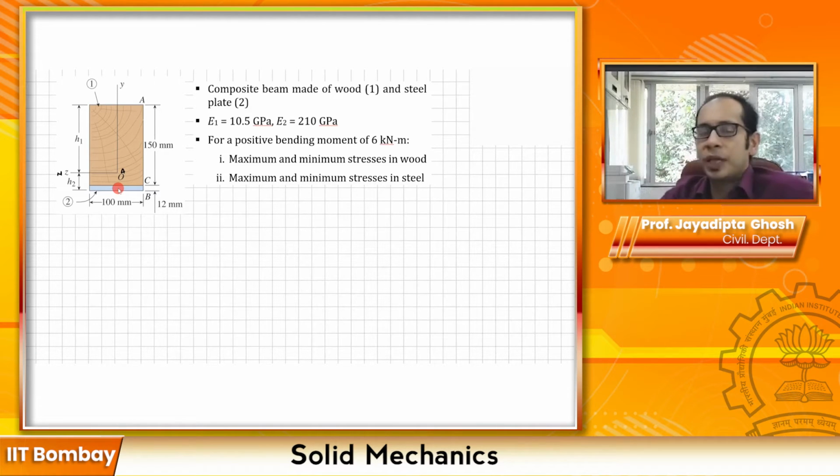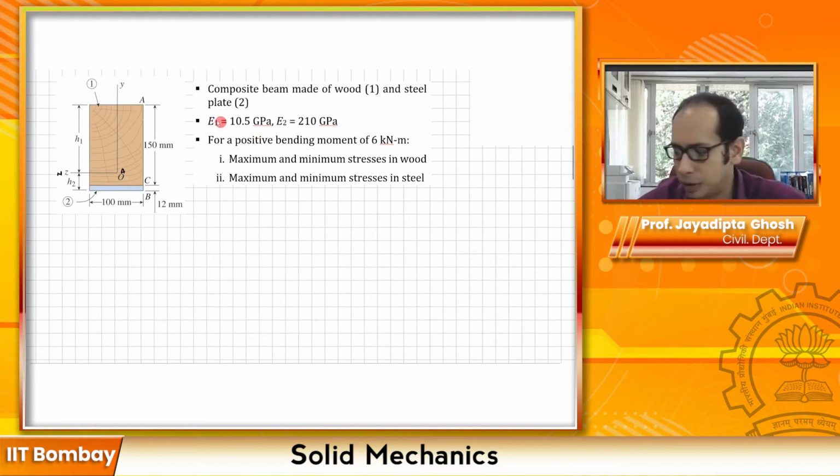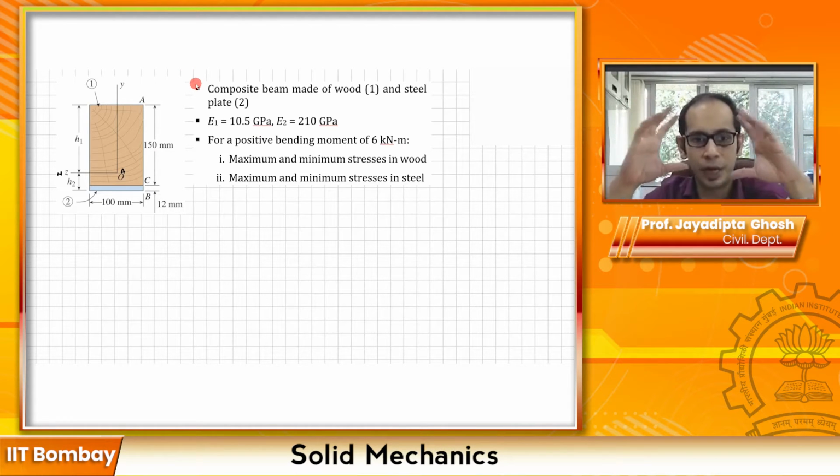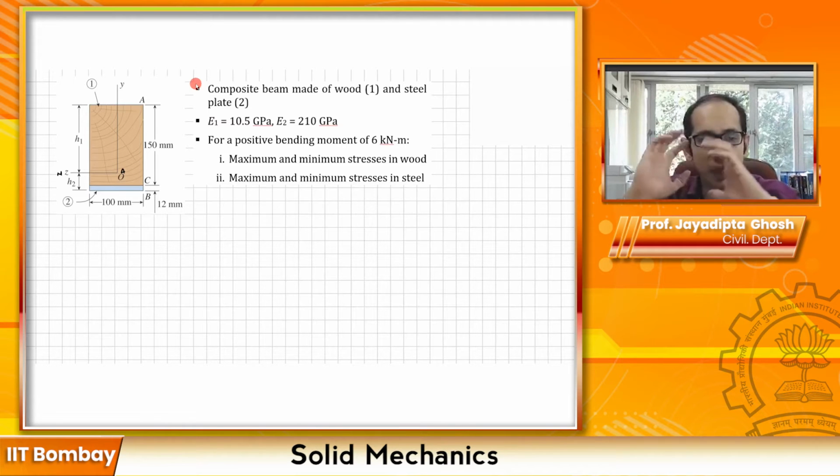So remember that the first step of using the method of transformed sections to solve composite beams is to calculate the modular ratio. Before we start punching in the numbers, we are going to take this beam, which is made partly of wood and partly of steel, and transform it to a beam made of one single material. There are two ways to do it. You can either transform the wood to the steel, or you can transform the steel to the wood. Typically, what I prefer doing is transforming the stiffer material to the less stiff.